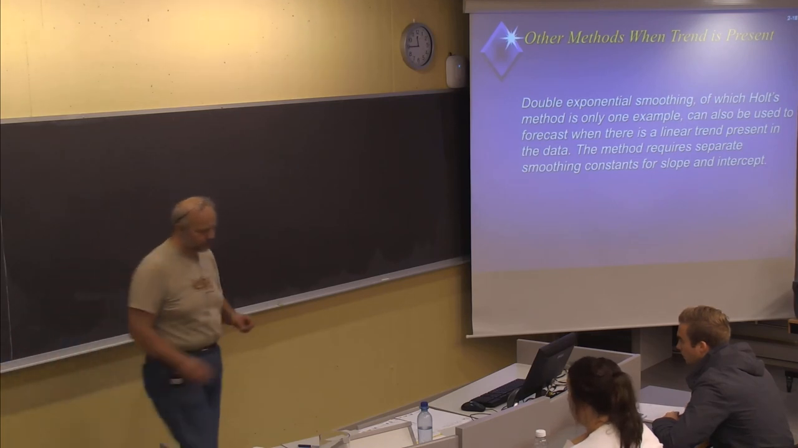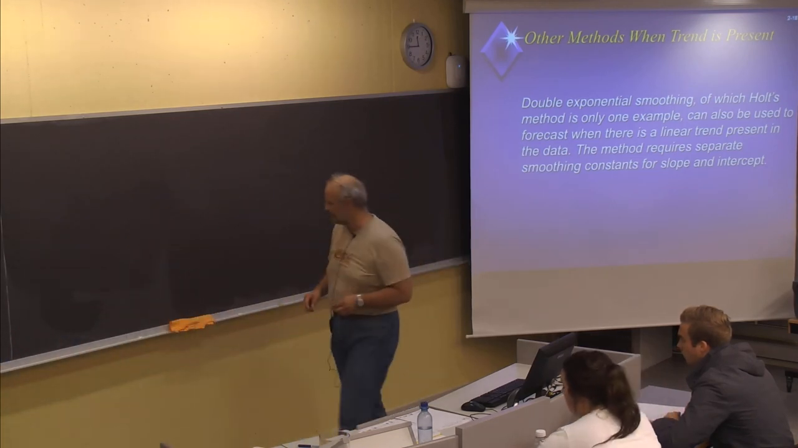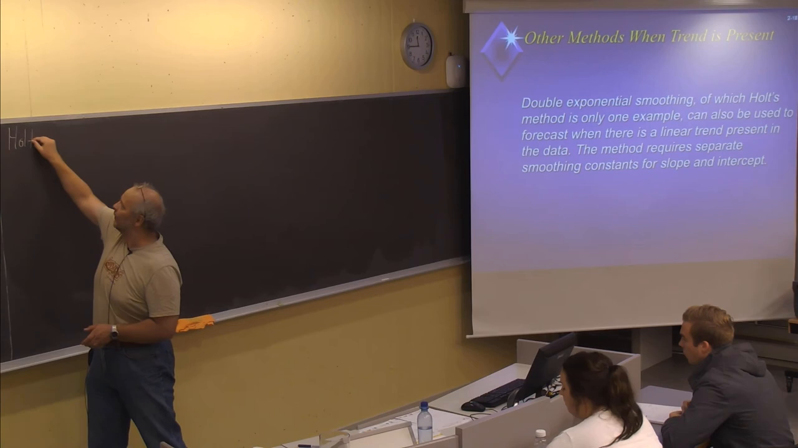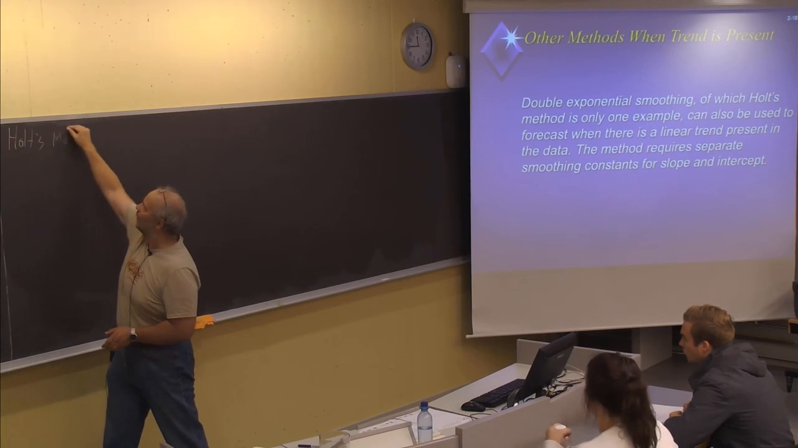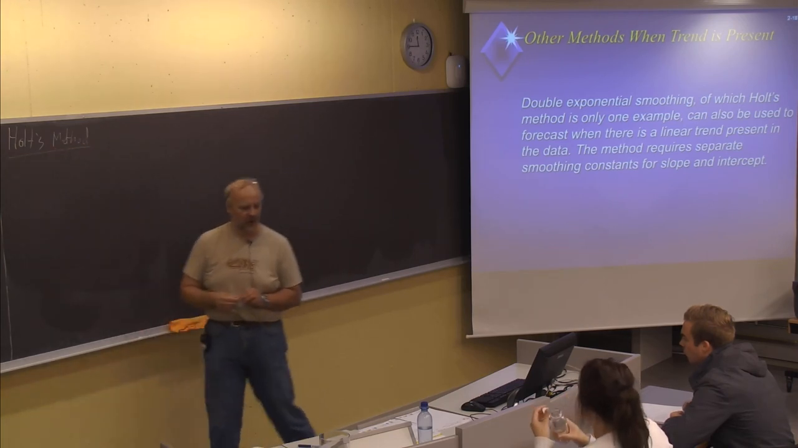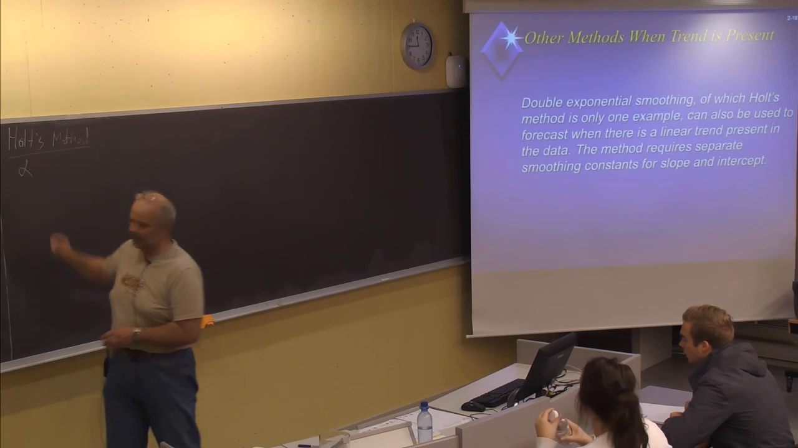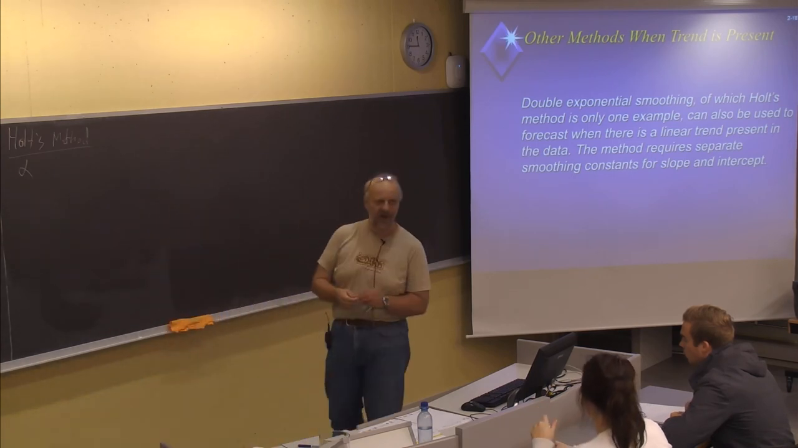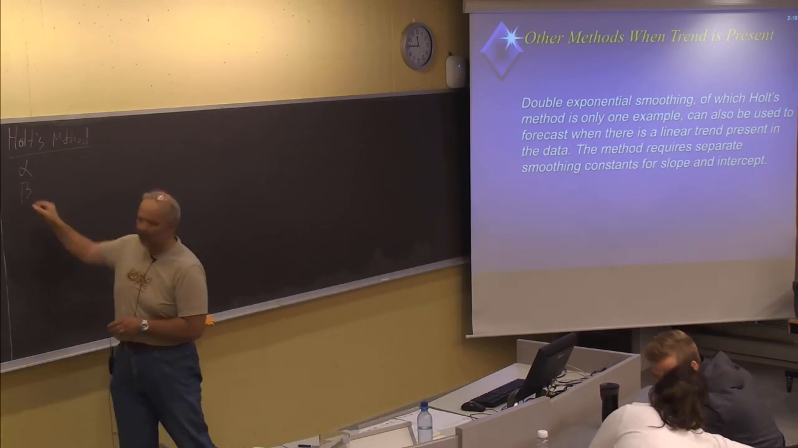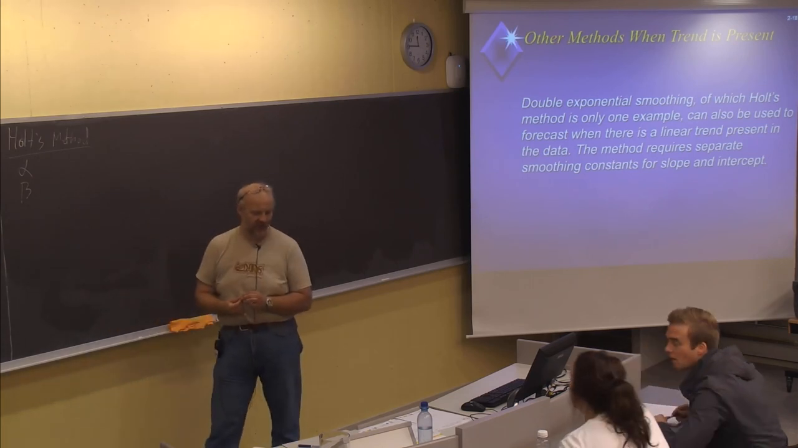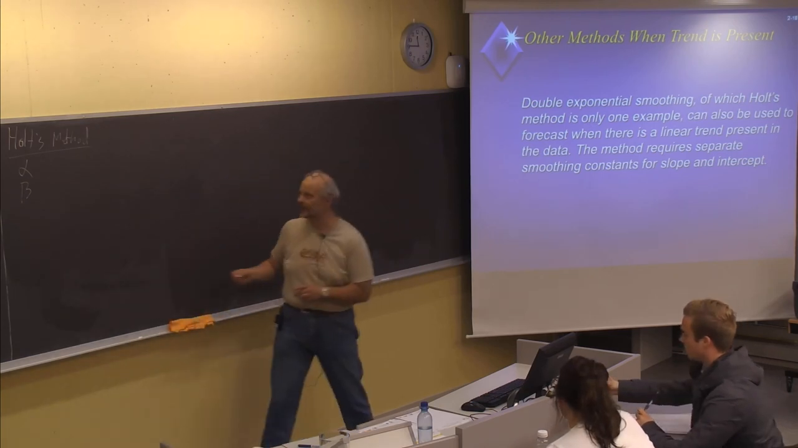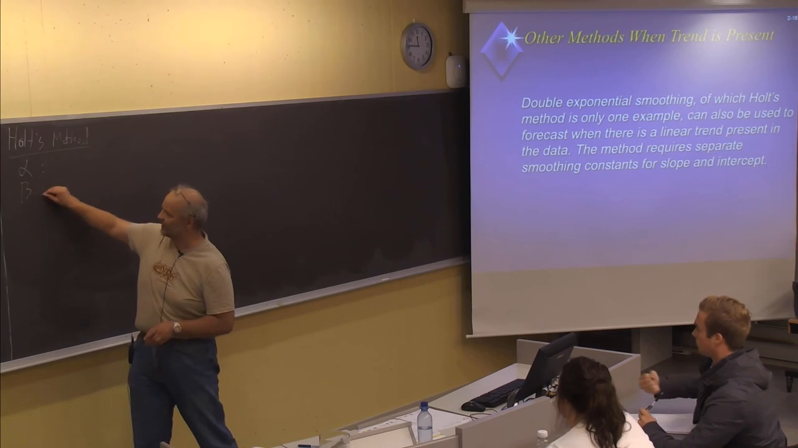So here, by this double exponential smoothing called Holt's method, we have two smoothing constants. One is called alpha, which is described as the importance of the value of the series, and another one called beta, which describes the importance of the value of the gradient, or the slope of the line. So this describes the intercept, and this describes the slope.